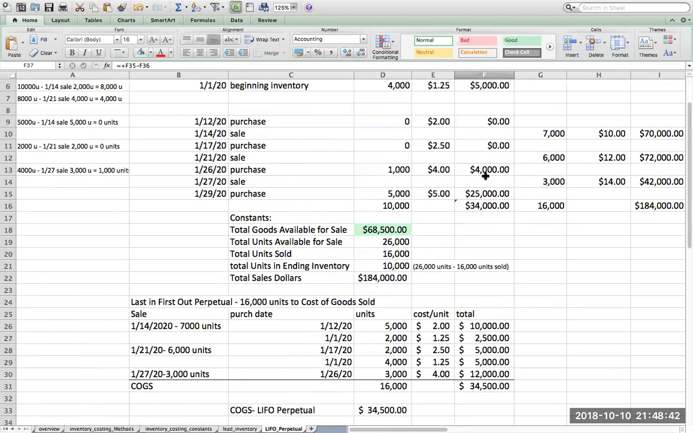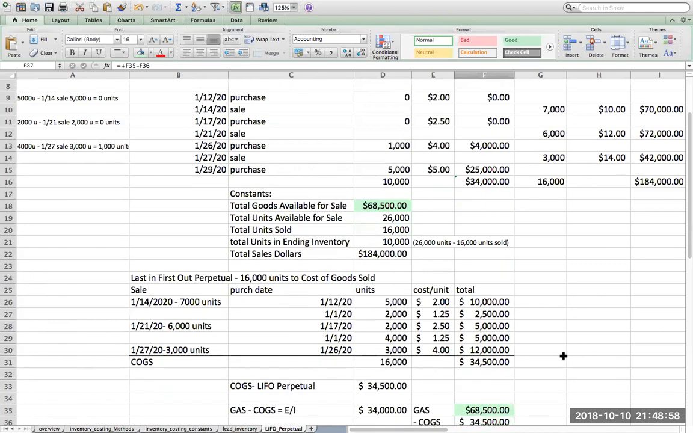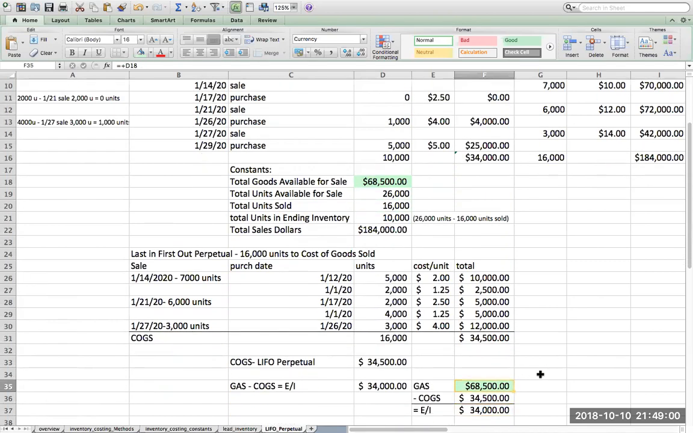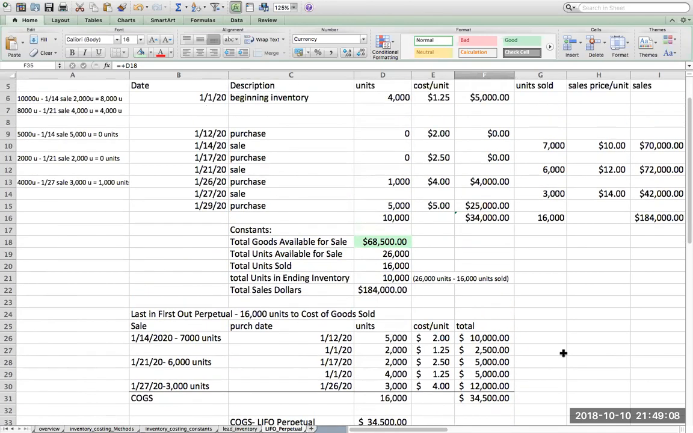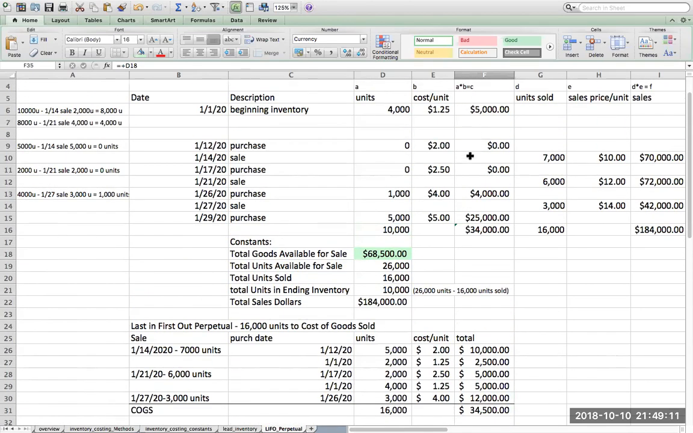I do not need to do both the ending inventory calculation and the cost of goods sold calculation. I recommend it to you as you're first starting to go through these problems and to get a better understanding, but you really only need to do one once you have figured out goods available for sale. So under LIFO perpetual, let's remember what we're trying to do. We're going by the dates. We take every single sale and we look at what was in inventory as of that date.